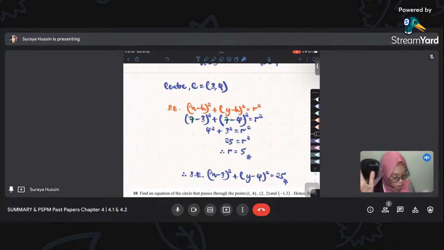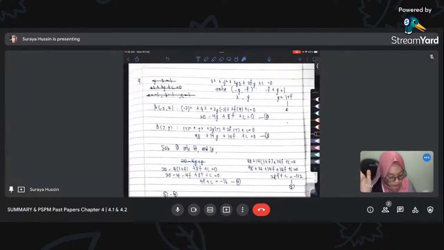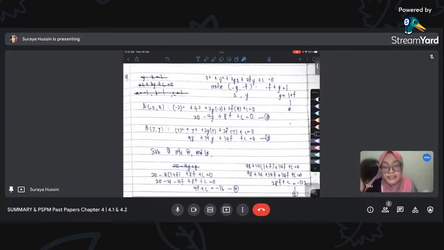So now I want to show you, here is one of the students, in this case one of the students, saya minta jawapan solution dia menggunakan GE. This is general equation. Okay, general equation. So many of you juga buat, ada juga yang buat GE. So I show you right here.